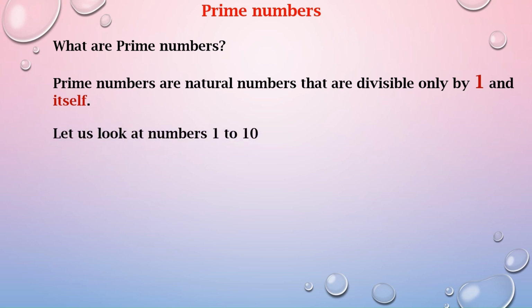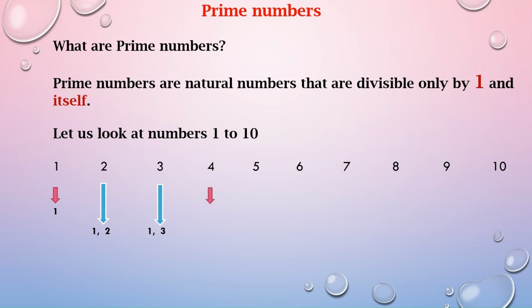So let us look at numbers 1 to 10. Let's look at the number 1. 1 is divisible only by 1, isn't it? 1 ones are 1. So it has only one factor. 2 is divisible by 1 and 2. 1 2s are 2. So 2 has two factors, 1 and 2. 3 is divisible by 1 and 3. Two factors again for 3.